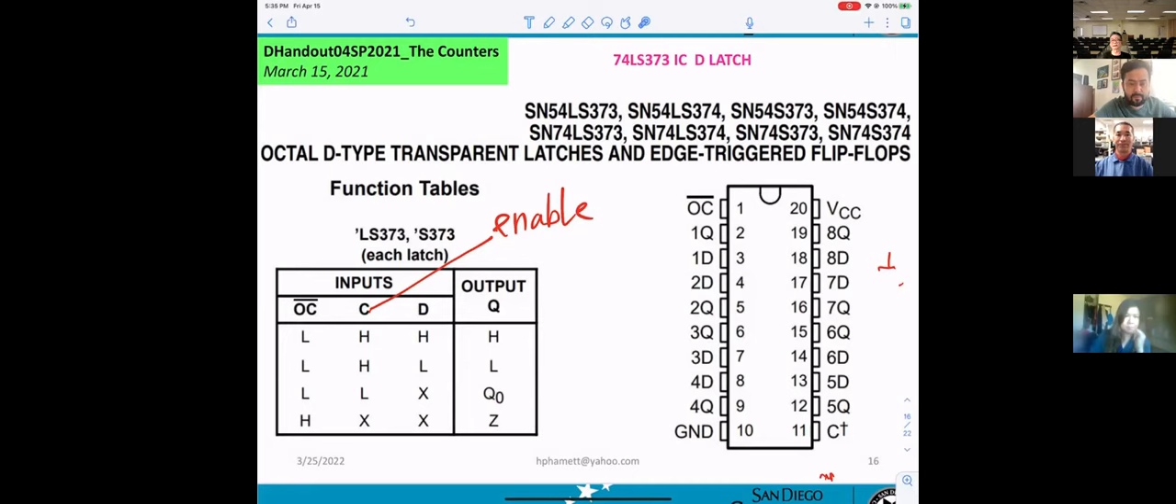No, that's not quite it. The thing is, you already see the output control low. And the only difference is enable, now instead of high, it is low. That means they're not enabled, and they don't care about input D. 1D, 2D, 3D, and so on. They don't care. And they say output Q0.